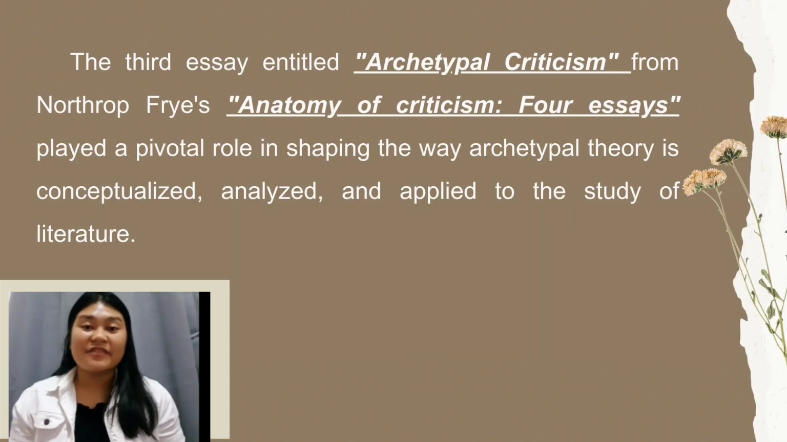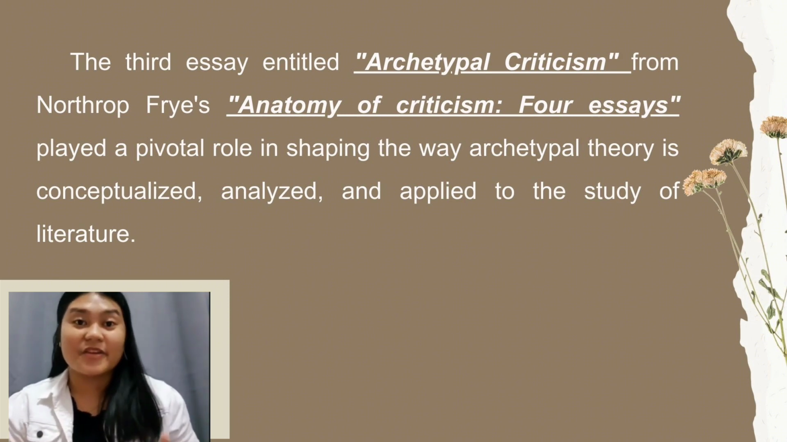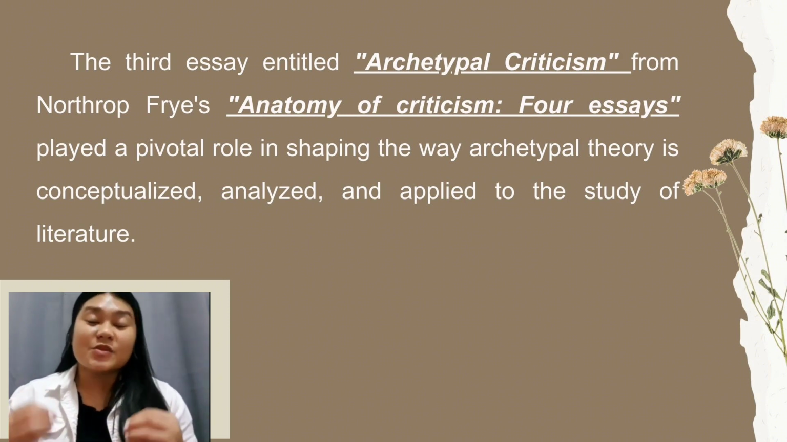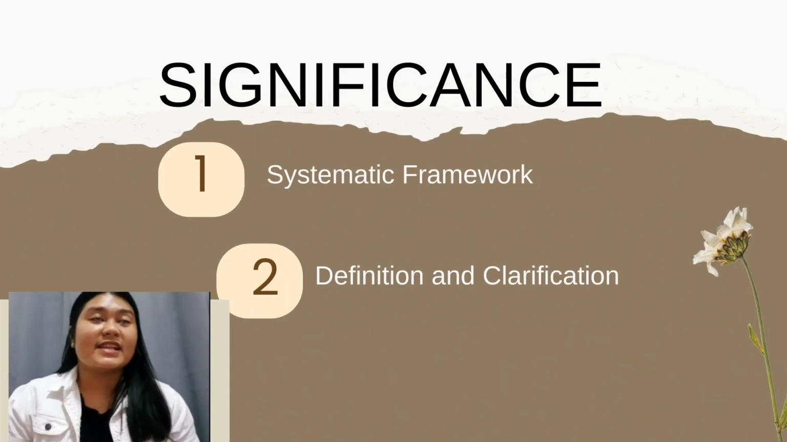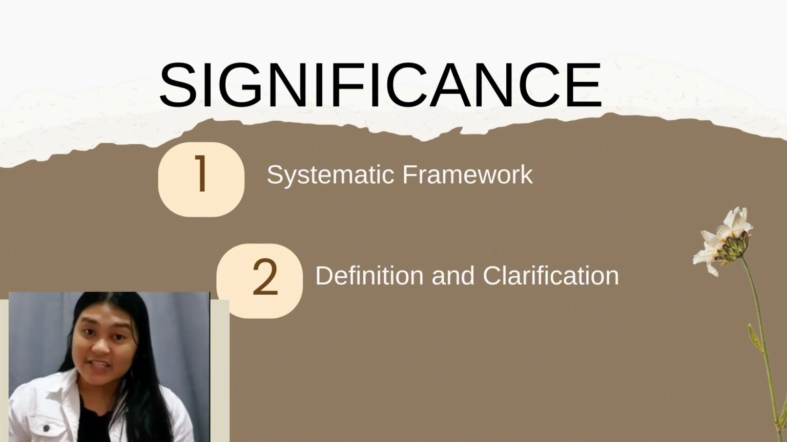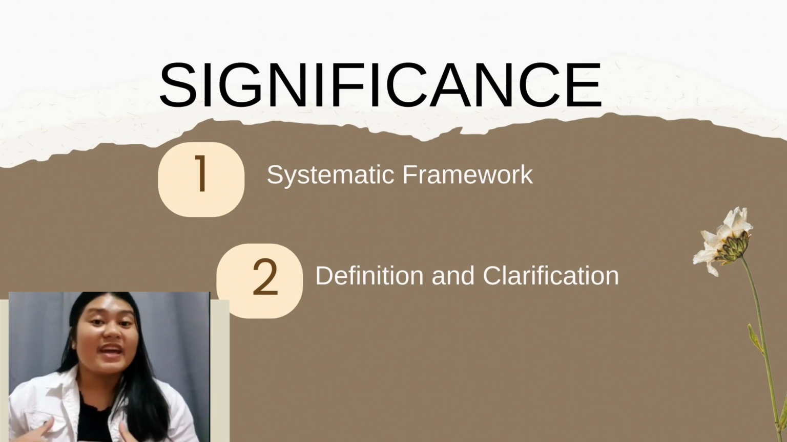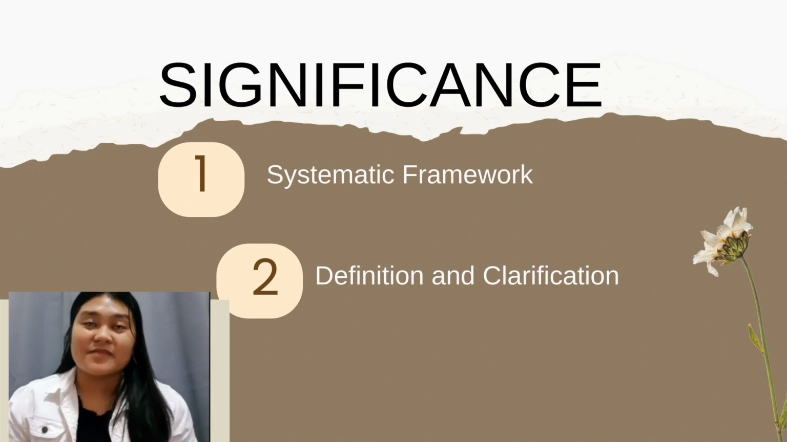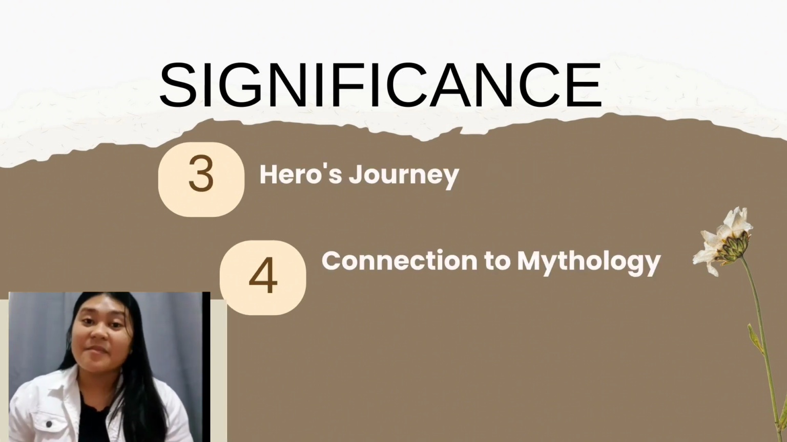So what is the significance of archetypes of literature in archetypal theory? Archetypes of literature is significant in shaping archetypal theory by introducing it to literary analysis, classifying it into four genres: comedy, tragedy, romance, and irony. Also, by identifying its universal themes and motifs. This includes the hero's journey, the quest, the scapegoat, the trickster, and many others.